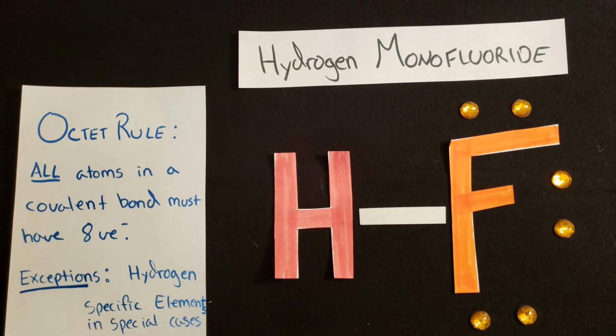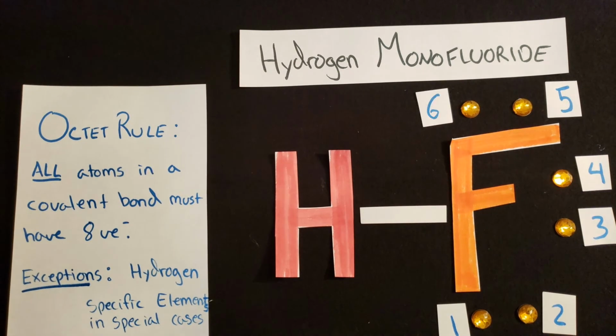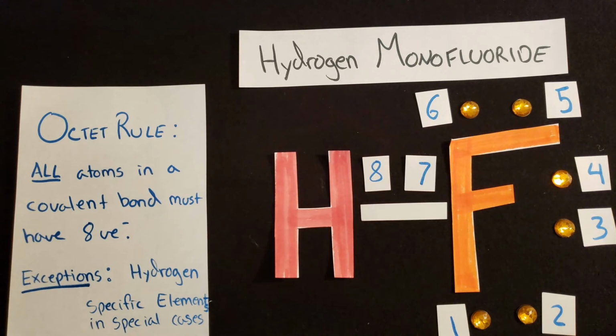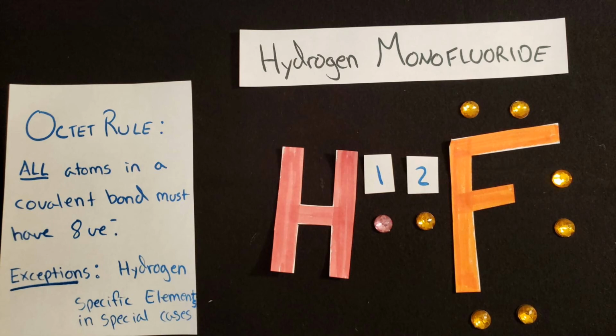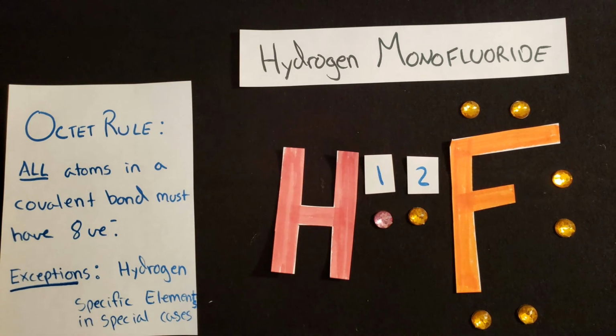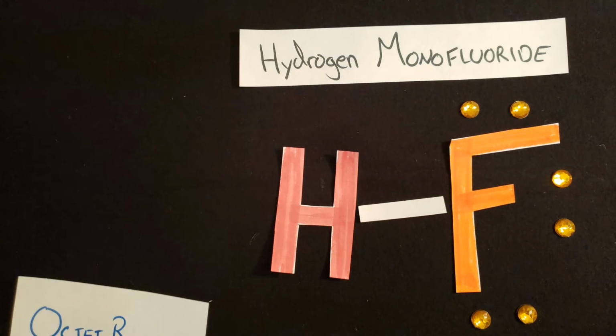Okay, so now recall the octet rule, which tells us that all atoms in a covalent compound need to have 8 valence electrons around them, except hydrogen, which only needs 2. So fluorine here has 1, 2, 3, 4, 5, 6, 7, and 8. Now remember, there are 2 electrons in that bond, so we count both of them. And then hydrogen also has 2 electrons, which satisfies its octet rule, even though it's an exception.